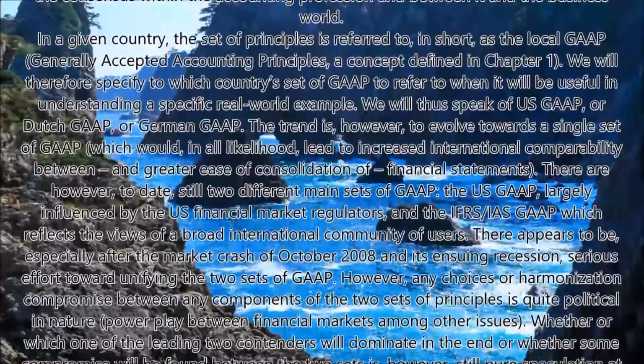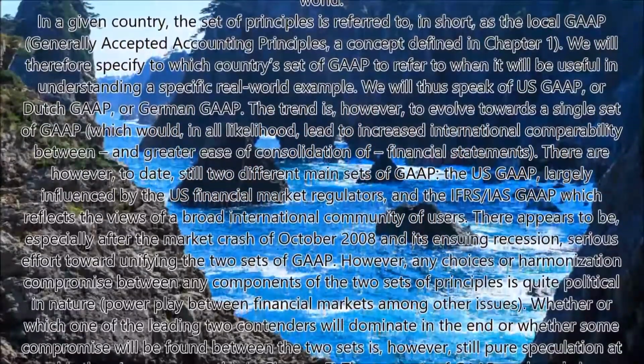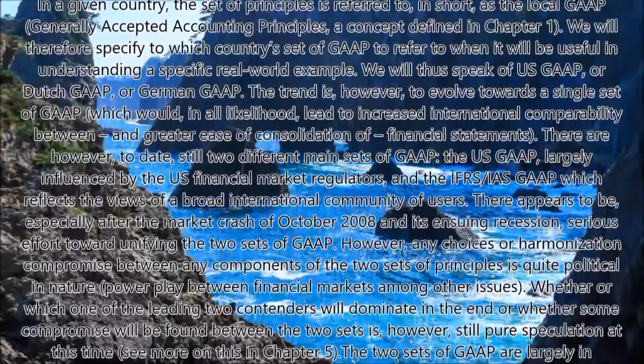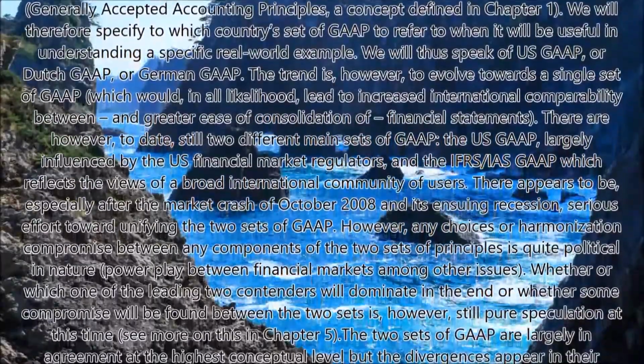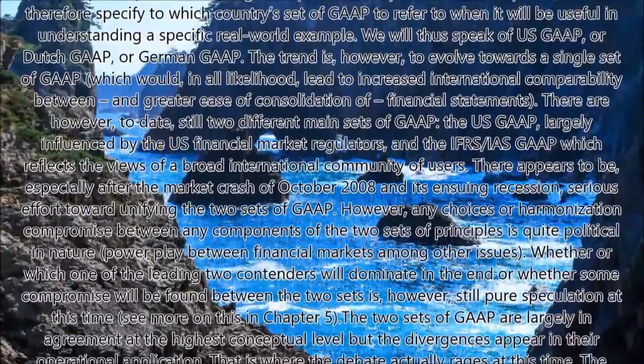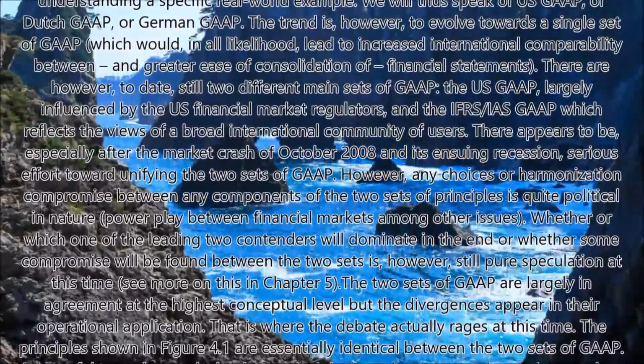However, any choices or harmonization compromise between any components of the two sets of principles is quite political in nature, a power play between financial markets among other issues. Whether or which one of the leading two contenders will dominate in the end or whether some compromise will be found between the two sets is, however, still pure speculation at this time. See more on this in Chapter 5.